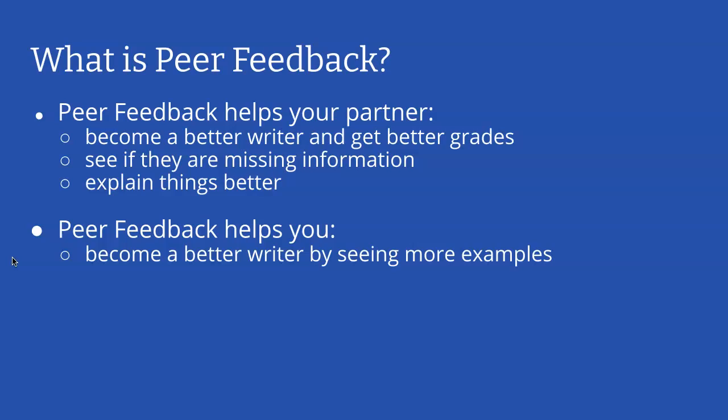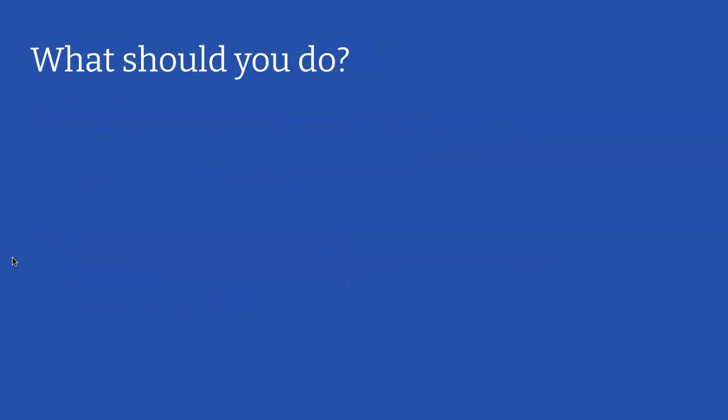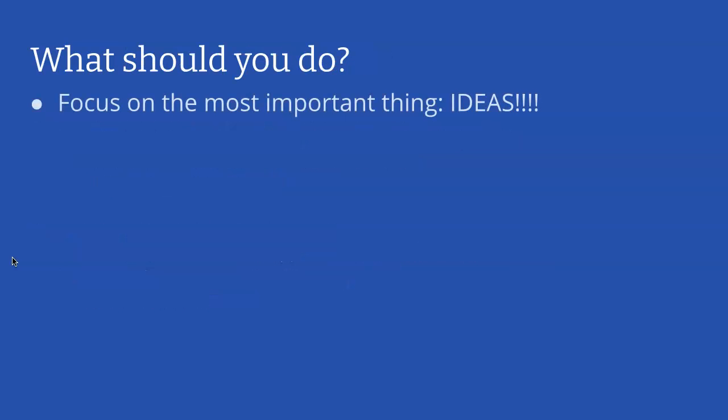When you read other people's papers, you become a better writer because you've seen more examples and you are focused on looking at the things that can be changed about writing. It also helps you look at writing in a new way. It also helps you make friends, which is also very important because we want to have that connection to other people in our class. So what should you do?